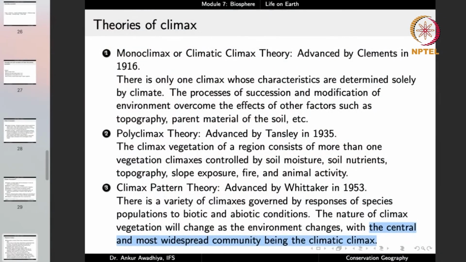So it basically mixes both of these theories, the monoclimax theory and the polyclimax theory. Monoclimax theory said that there is only one climax which is governed by the climate. Polyclimax theory says that there are n number of climaxes because there is a very large number of variables. But the climax pattern theory says that the climatic climax dominates, but you can have a certain amount of variations that are governed by the other conditions.